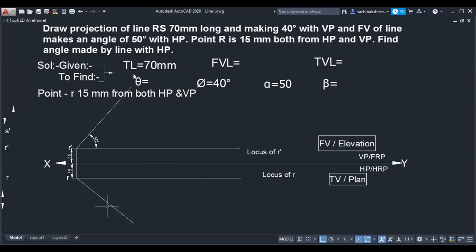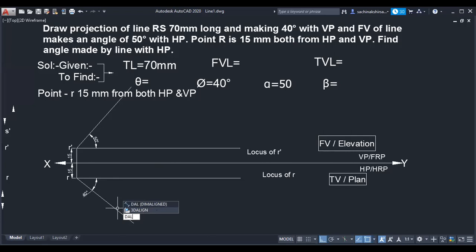Then how much should this angle be? 40. This angle should be 40. Are you observing the 40 degree angle? I have taken the 40 degree angle phi. And what should be this length? 70. So this length should be 70.